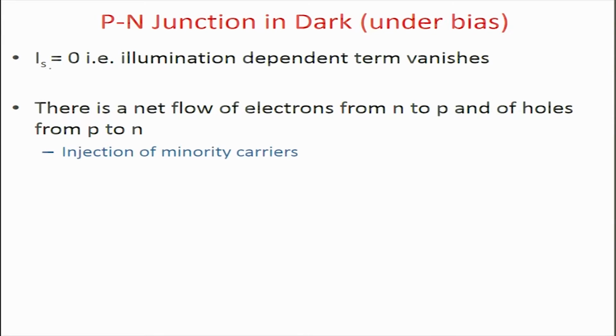Now if you have a p-n junction in dark under applied bias, then of course Is is equal to 0, that is, the illumination term vanishes. So there is no illumination term, what we are left with is only the current term. There is a net flow, since you have a bias, unlike the previous case where there was no bias.